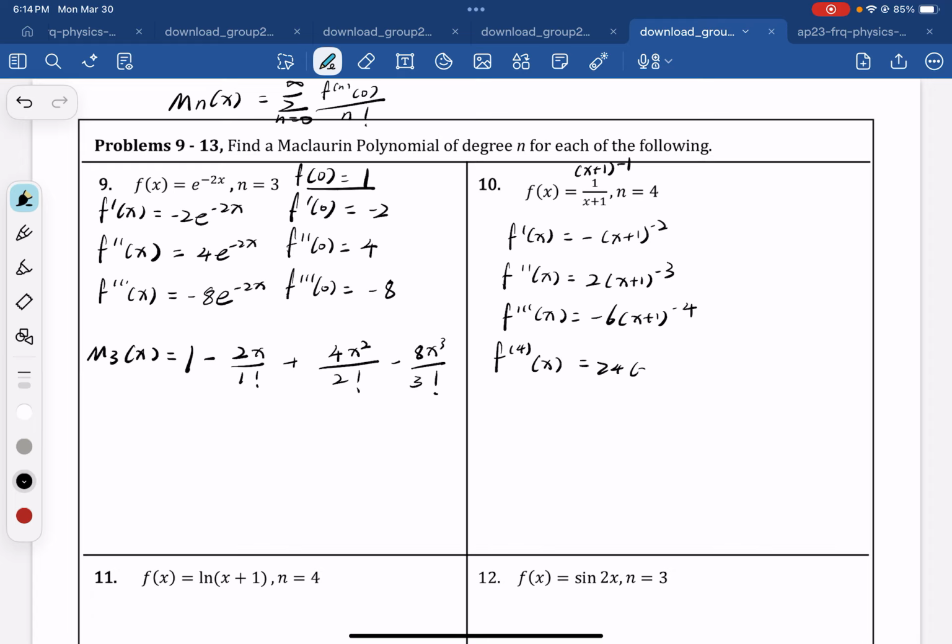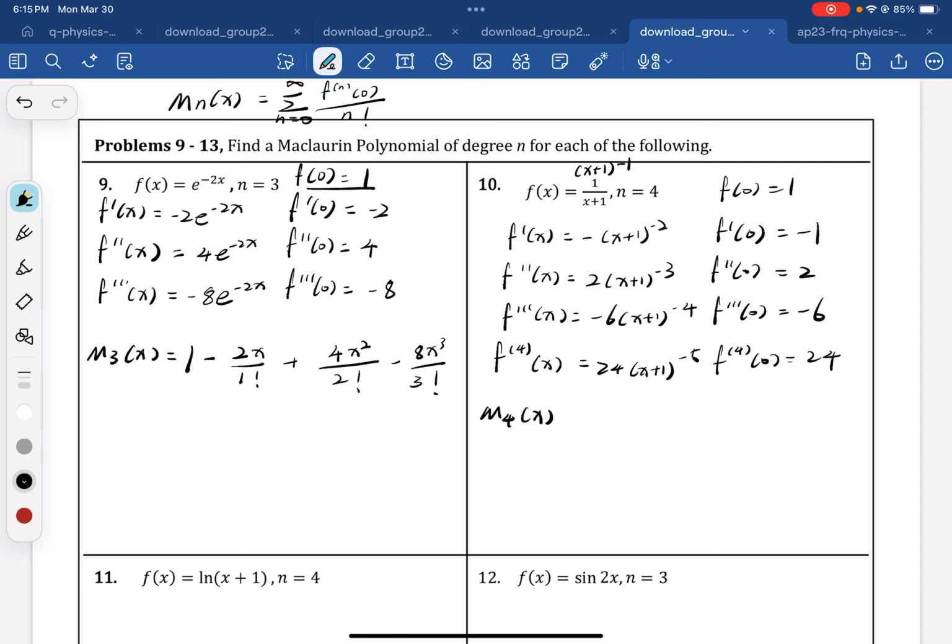Then we start with f of 0, it goes to 1. Then f prime of 0 goes to negative 1. f double prime of 0 goes to 2, f third prime of 0 goes to negative 6, f fourth prime of 0 goes to 24. Then we write the Maclaurin polynomial, which is M4 of x equals 1 minus x plus 2x squared divided by 2 factorial, minus 6x cubed divided by 3 factorial, and plus 24 times x raised to the power of 4 divided by 4 factorial.